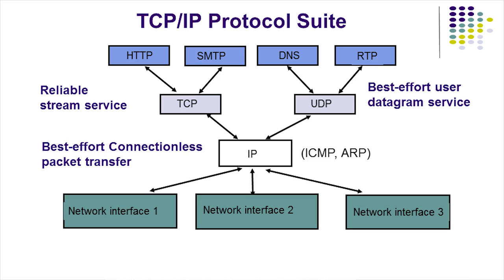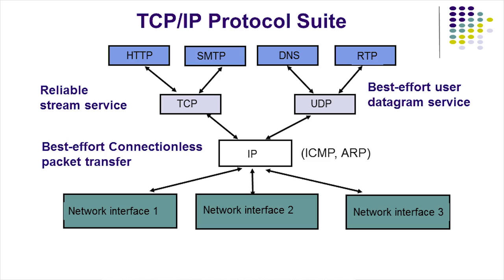Application layer protocols such as HTTP and SMTP operate over TCP. Application layer protocols such as DNS and RTP operate over UDP. Both TCP and UDP operate over IP, the Internet Routing Protocol, that provides best effort connectionless packet transfer. All higher layer protocols access the network interface through IP.